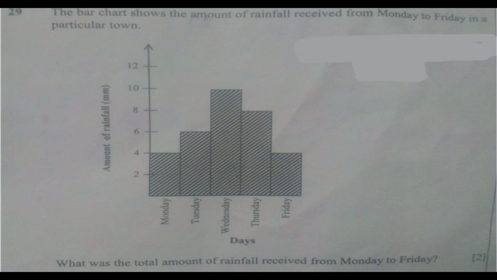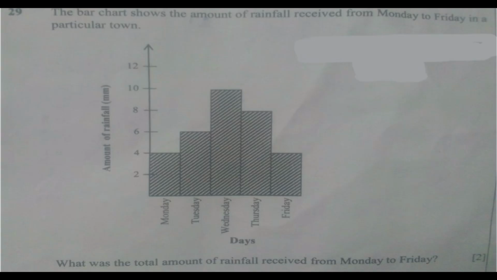So the total amount of rainfall received from Monday to Friday, we are going to add all the amounts received on Monday, Tuesday, Wednesday, Thursday, and Friday. We add them together, so that will become the total amount of rainfall received from Monday to Friday. So I'm going to say Monday.